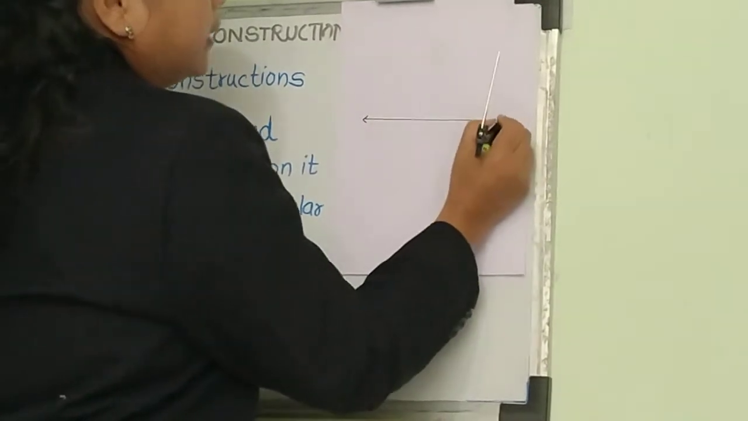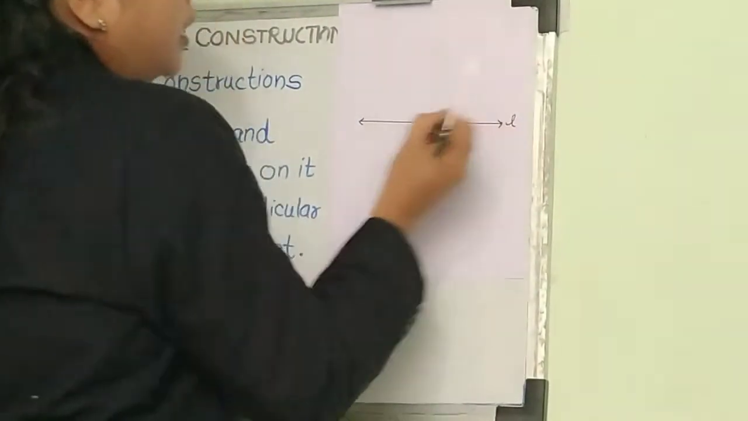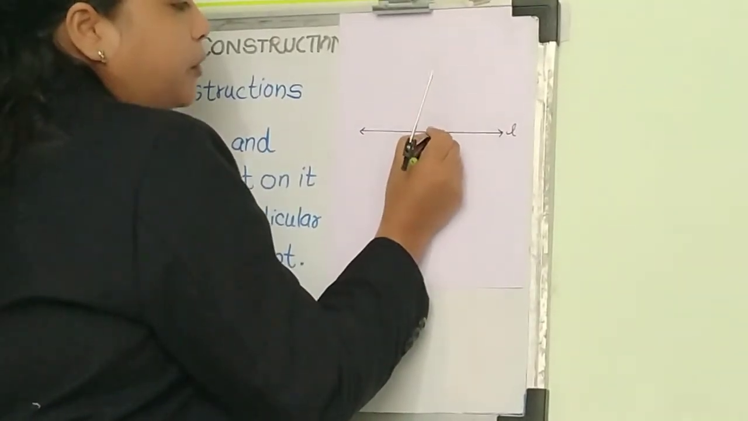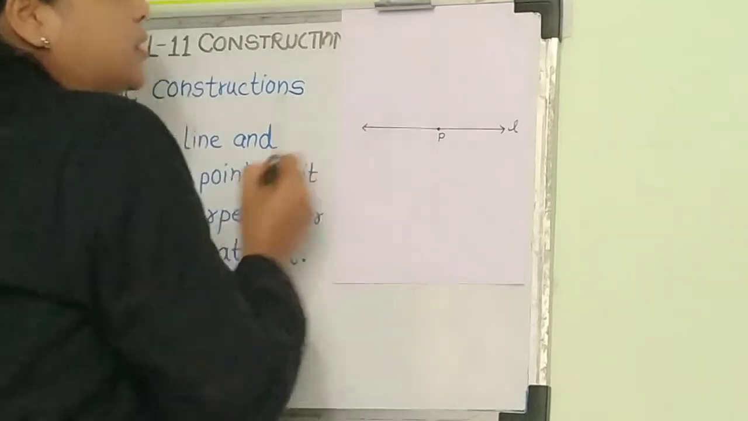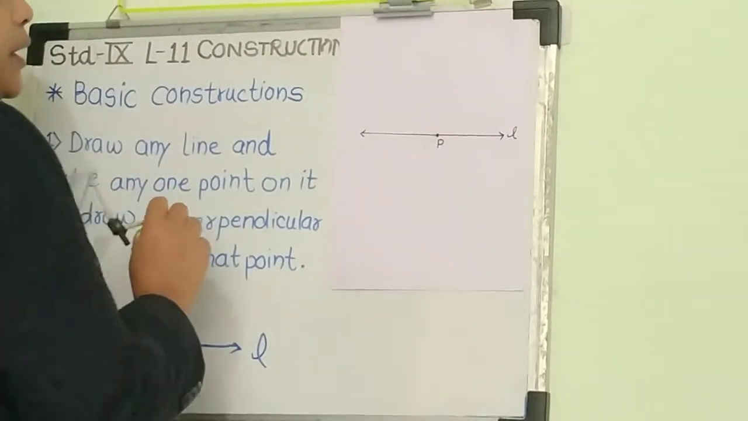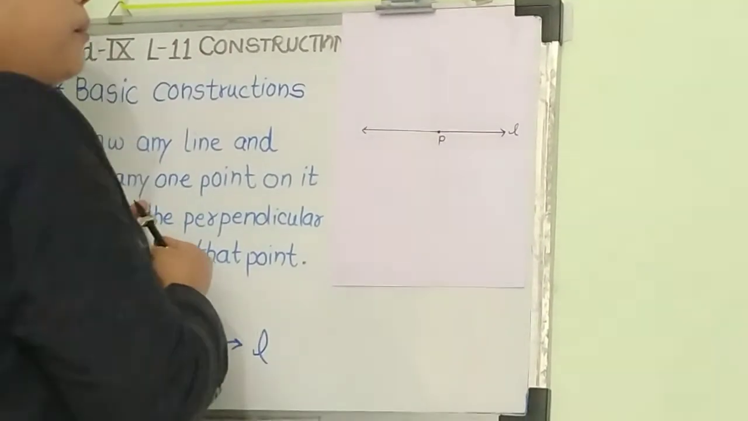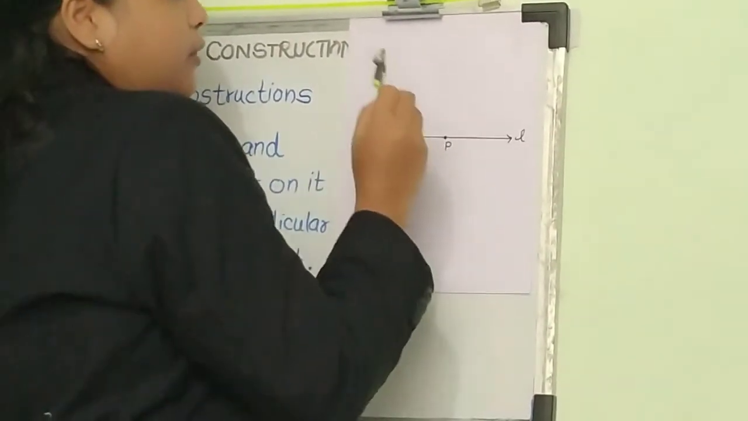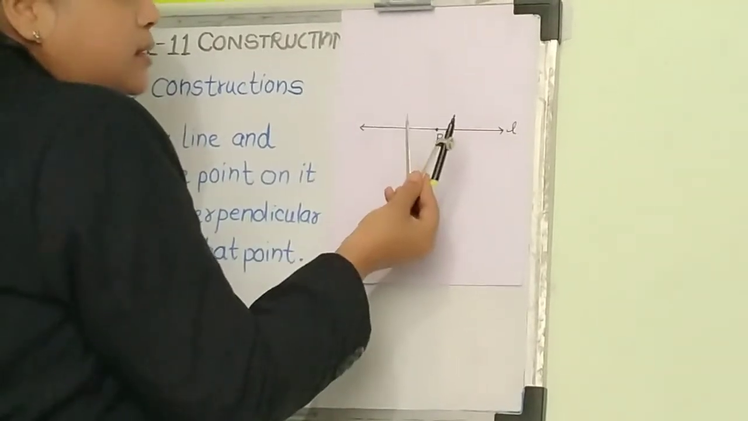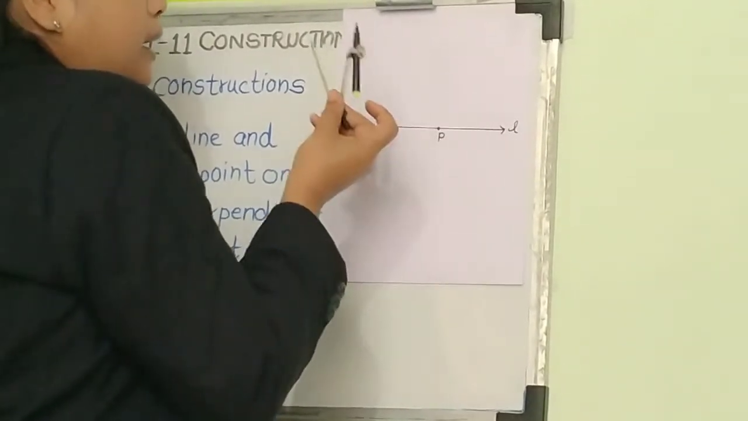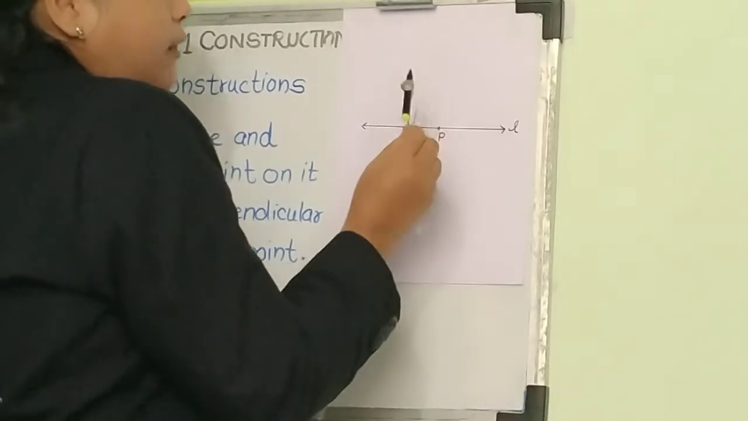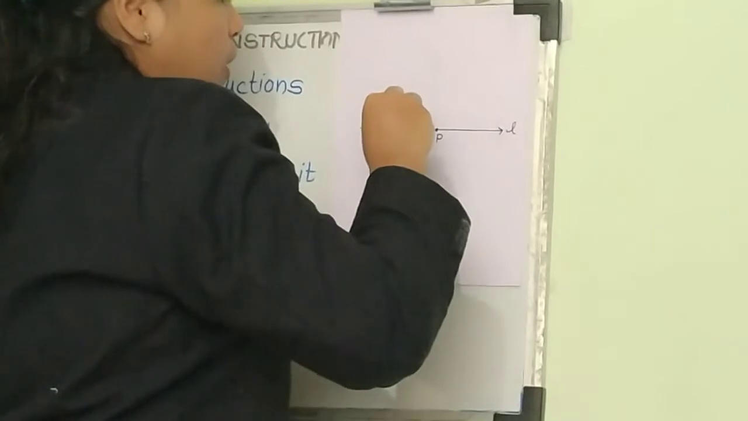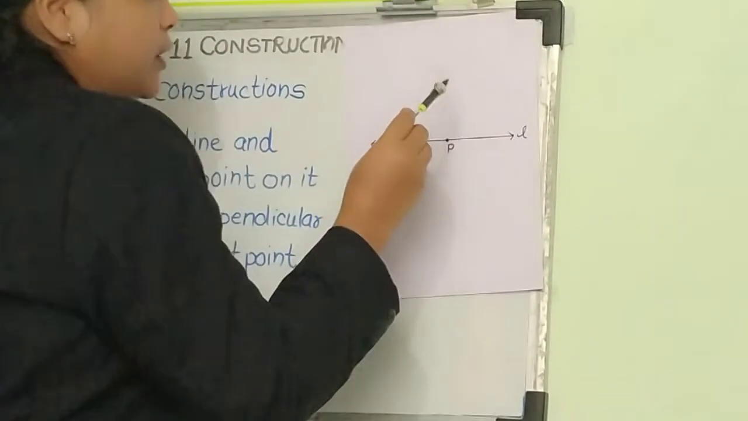Suppose it is a line L. Now on this line we have to take any point P. Suppose here I am taking point P. Then from P we have to draw the perpendicular. For that we have to take some distance in our compass, and from point P we have to mark the arc on both the sides of the given line.